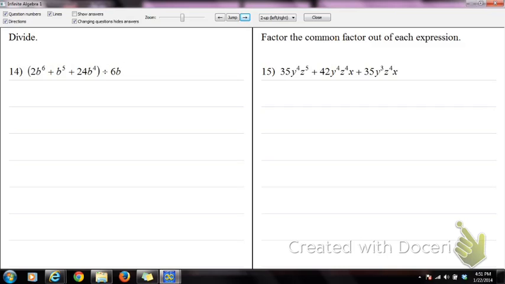Our last expression today that we're going to find the greatest common factor of is number 15 on your worksheet. Now, 35, 35, 42. 35 does not go into 42, so we need to look for other factors of 35 that will go into 42. The greatest common factor they share is 7. So 7 is going to be factored out. So we can draw a little 7 underneath all of them.